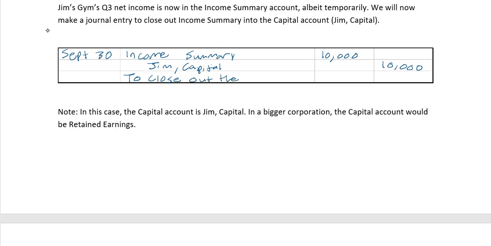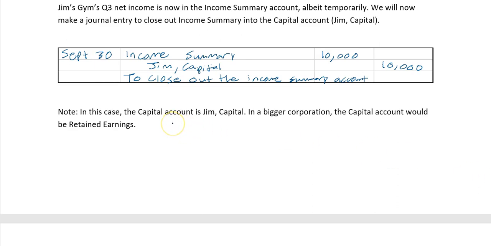to close out the income summary account. So everything was moved into income summary, first the revenues, then the expenses. We were temporarily left with the net income of 10,000 sitting in income summary. As a last step, we closed the amount in income summary to capital.